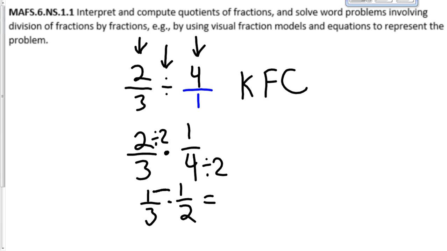Now let's multiply that. 1 times 1 is 1. 3 times 2, that's going to be 6. So my final answer is 1/6.